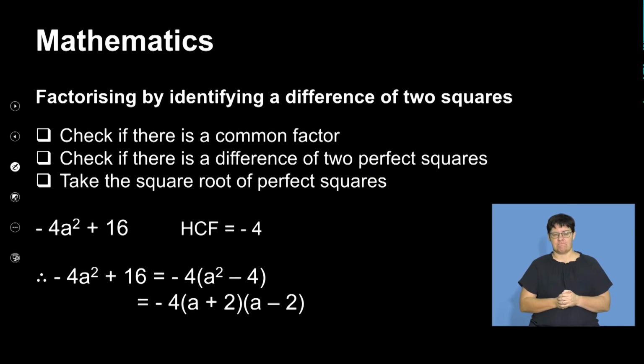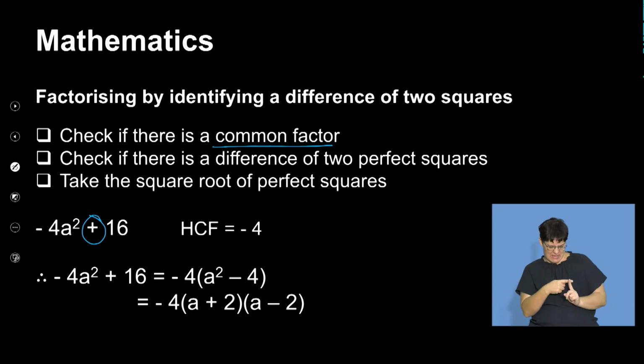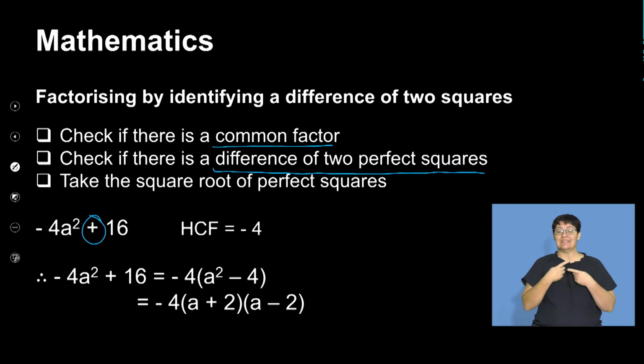Now, this is an interesting one, right? Is it a difference of 2 squares? We are yet to find out. Firstly, we look at the common factor. But I know that as soon as one sees this plus in the middle, they will automatically think that this is not a difference of 2 squares because we are adding. Because what did I say? I've been saying it must be a difference of 2 perfect squares.